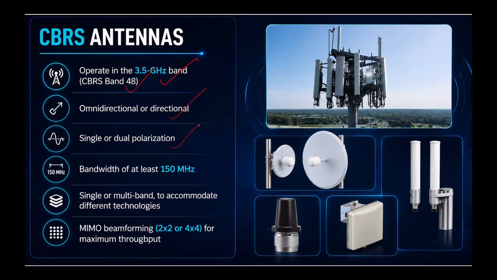Multi-band antennas allow operators to use one antenna for technologies like LTE, 5G, and CBRS. But there can be sharing between the antennas as well. Most modern CBRS antennas support MIMO, such as 2 by 2 MIMO, 4 by 4 MIMO, etc. This improves the coverage and reduces interference. One thing we should remember, my friends, choosing the right antenna is an important part of designing a reliable and high performing private LTE or private 5G network.